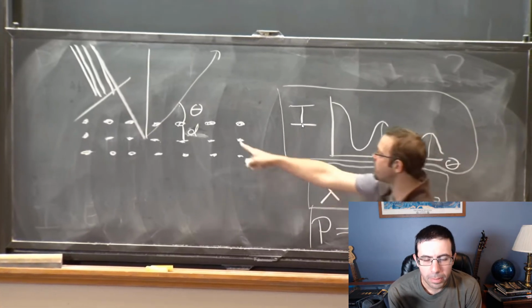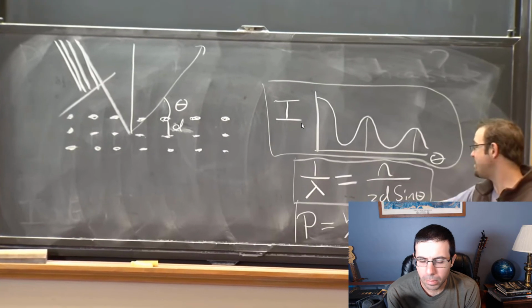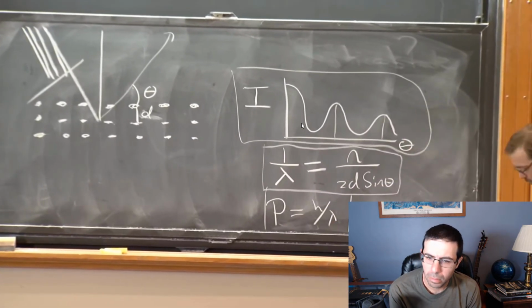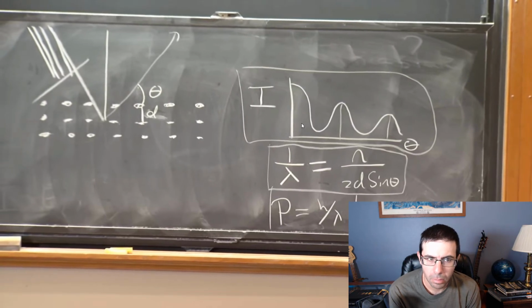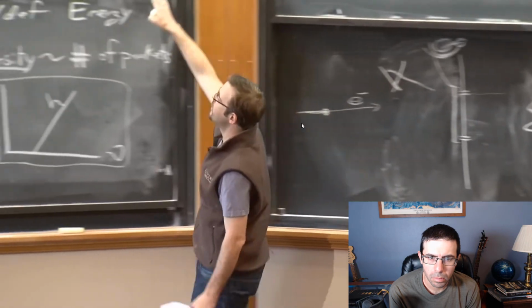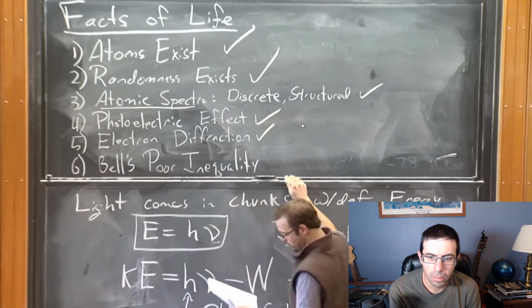So the electrons diffract off the crystal as if they have a momentum, which comes with a definite wavelength corresponding to its momentum. So that's experimental result 5, that electrons diffract. We already saw the electron diffraction.